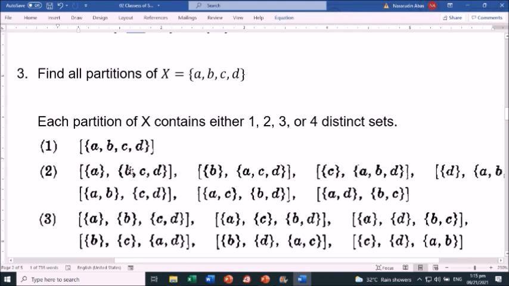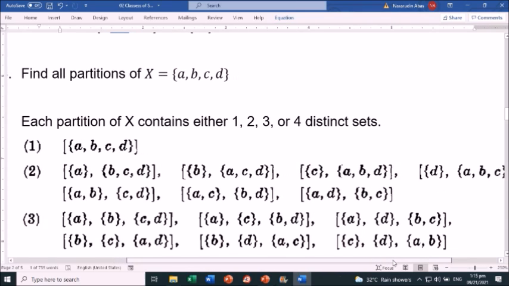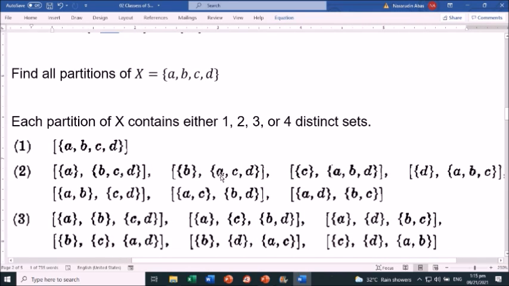So, A, then partner niya B, C, D. And B, A, C, D, C, A, B, D. So, there are many, many ways of writing them. Pwede rin siyang tig-dalawa, AB, then CD, AC, BD. So, tig-dalawang distinct sets.